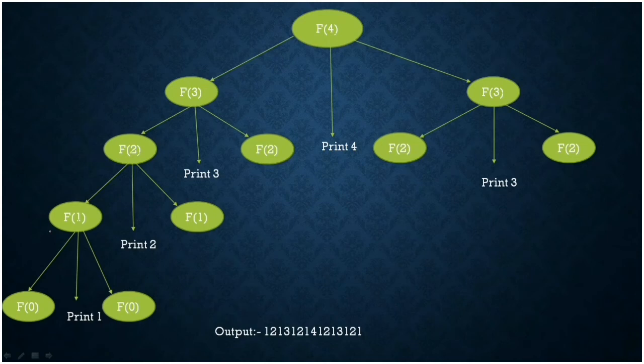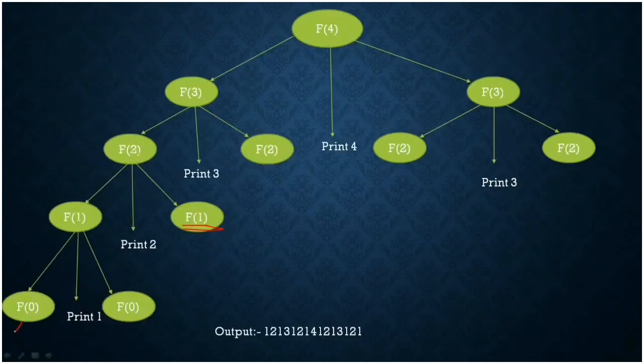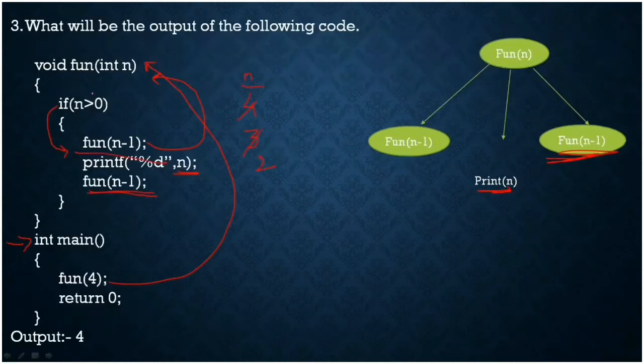So f of 2 will call f of 1, it will print 2, and then it will call f of 1 again. Again f of 1 will call f of 0, print 1 and f of 0. So f of 0 will not be executed because n must be greater than or equal to 0. So we will not do f of minus 1, print 0 and f of minus 1, because the condition is not satisfied. That's why we are not going for that.